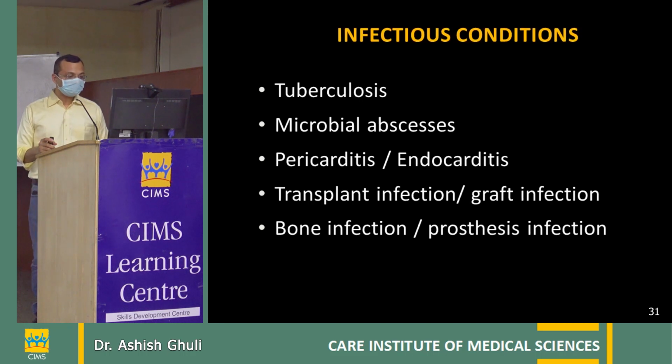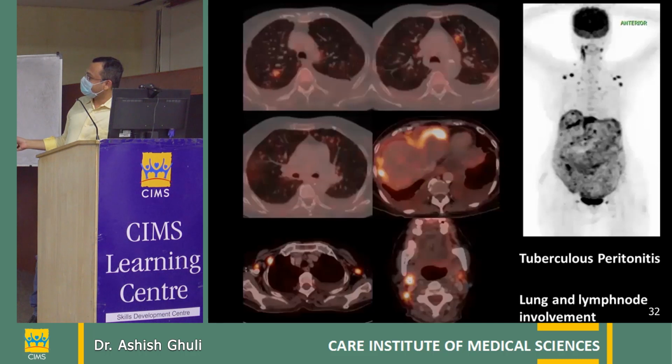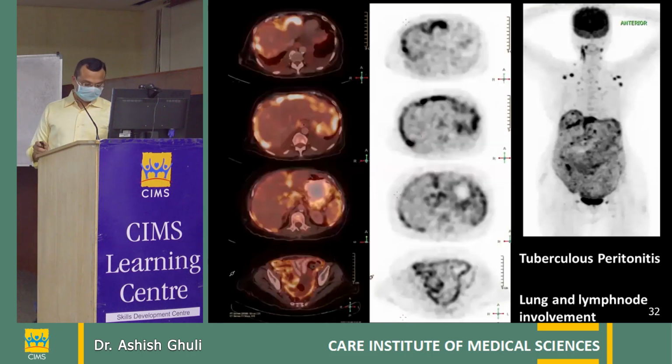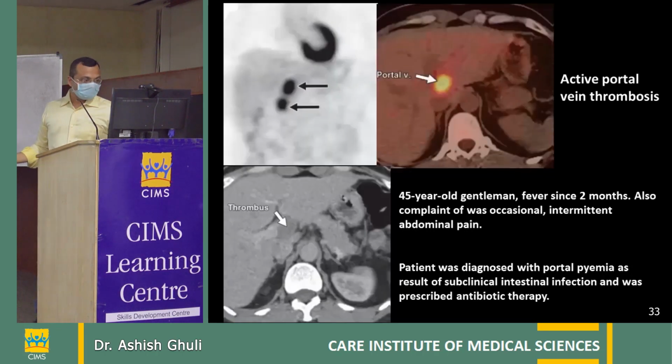So there are many infectious conditions which can be picked up on PET-CT. Here are some of the examples. This is a case of tuberculosis. The lesions are seen in the lung with pleural effusion. Intense FDG uptake is seen in the peritoneum with multiple bilateral cervical and axillary lymph nodes. So the intense uptake is in the peritoneum. All the peritoneum is involved with TB. This is a case of active portal vein thrombosis, infected portal vein thrombosis.